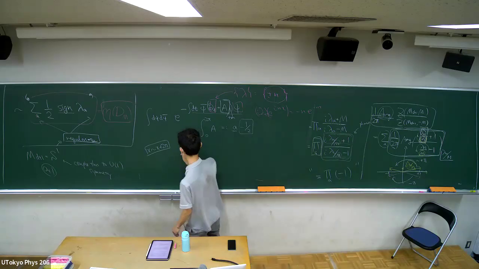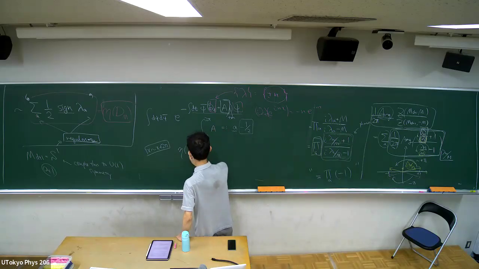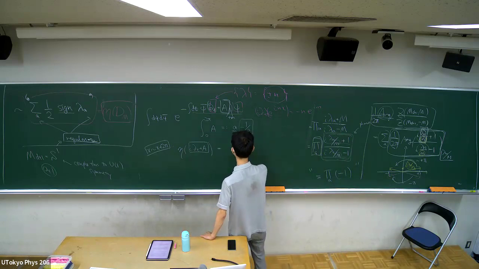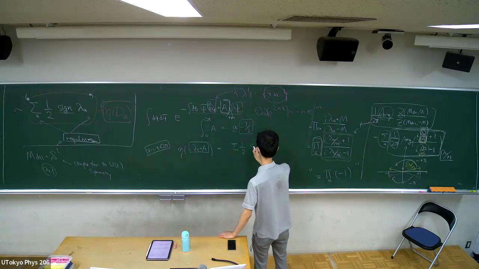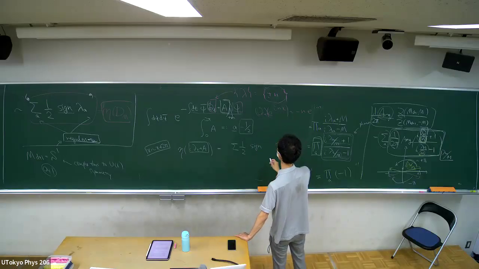In any case, the eta invariant, eta of this i partial t plus A, is just the regularized sum of the sign of, say, n plus A minus 1/2.